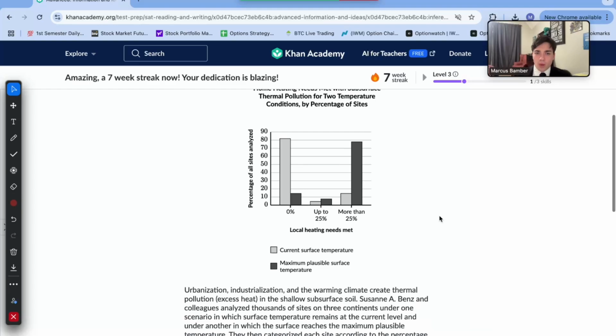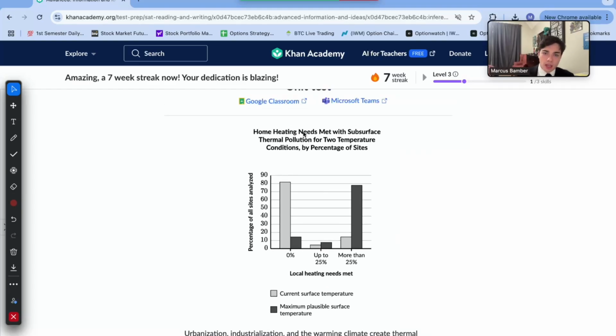All right. We have a graph here. Let's look at this graph. Home heating needs met with subsurface thermal pollution for 2 temperature conditions by percentage of sites. So local heating needs met is 0% for current surface temperature. While for 0% of local heating needs met, percentage of all sites analyzed is 85% for those at current surface temperature. Now, there's a maximum plausible surface temperature.